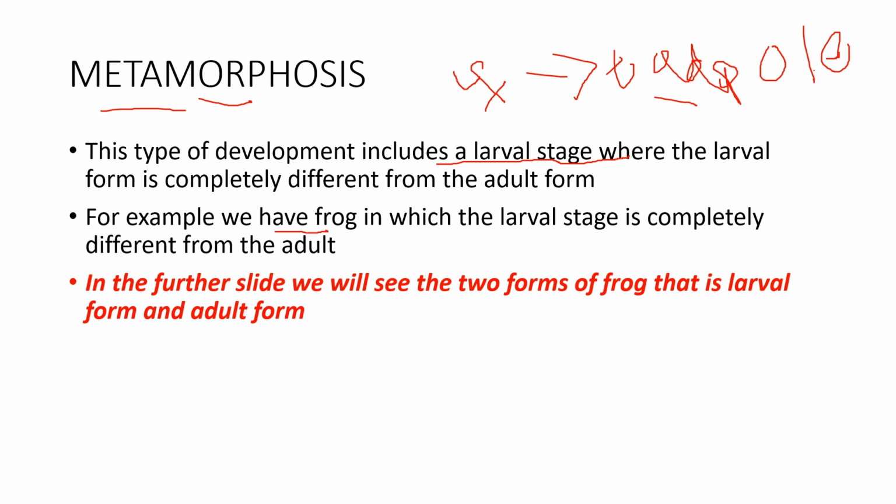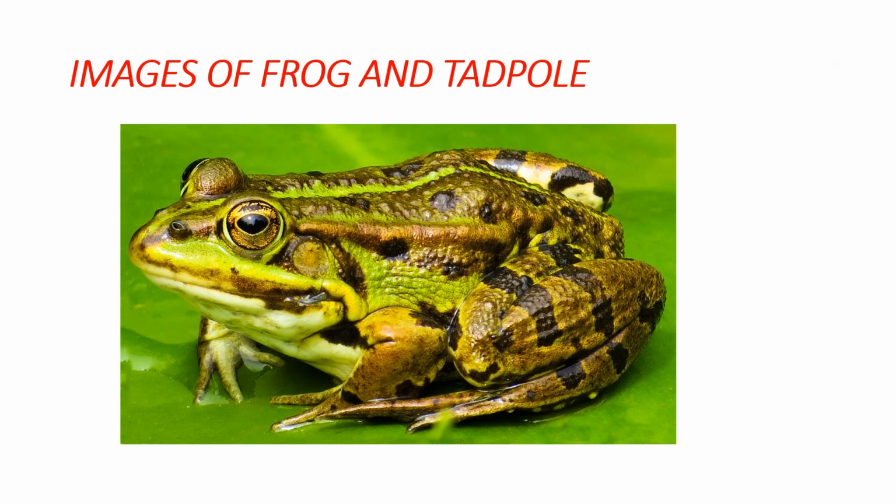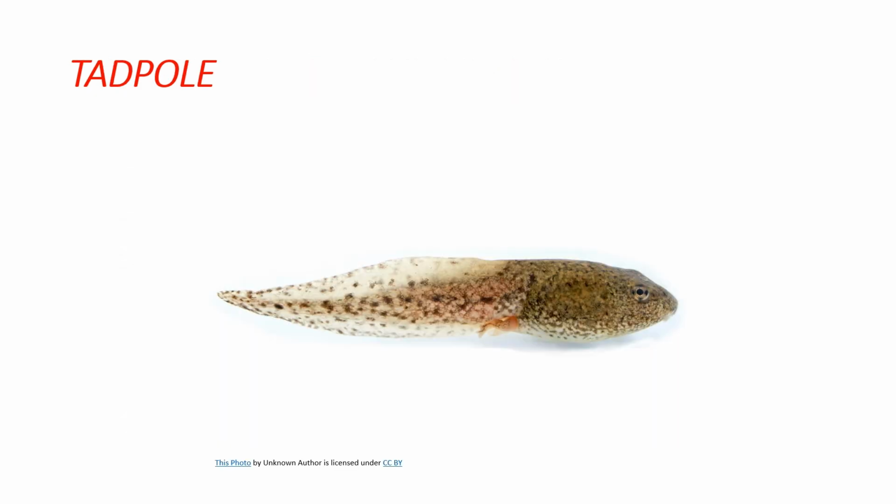So in the further slide we will see two forms of frog. The first one is larval form and adult form. So what is larval and adult form? We will see. We have an example of frog for this indirect development. So this is the adult form of frog. It looks something like this. We all know this, right? So this is called adult form of frog, whereas this one is tadpole. That is nothing but the larval form of frog.